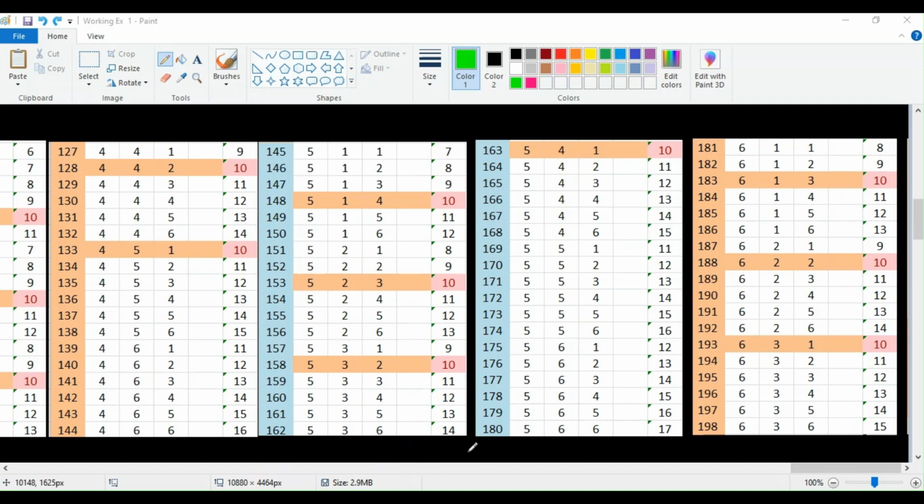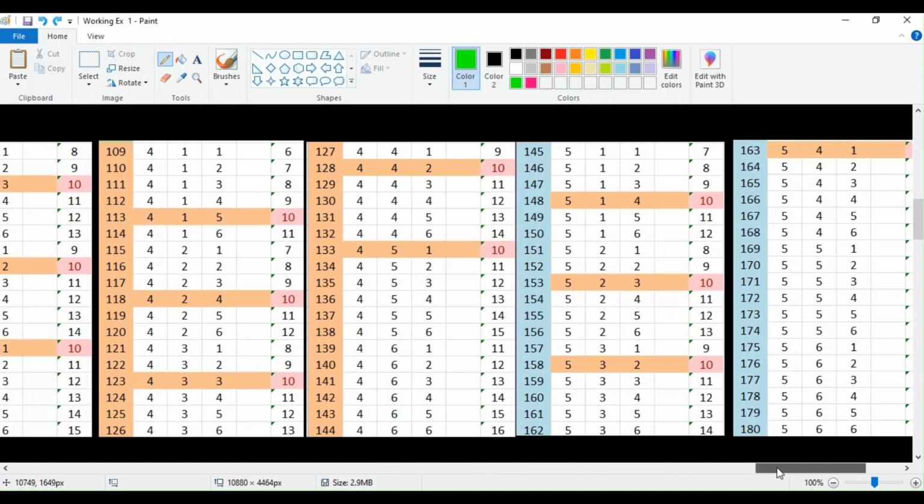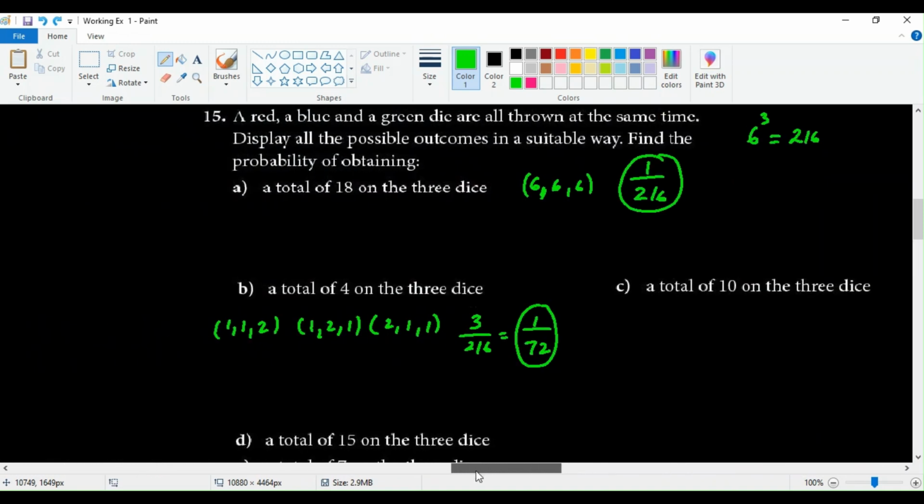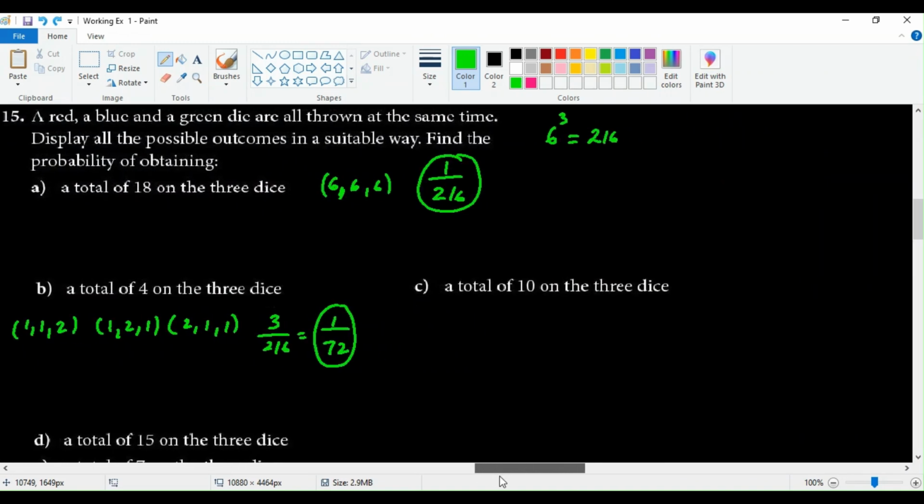So now, as you can see on screen also, we have three possibilities out of 216. A total of 10 on 3 dice is going to be 27 possibilities. 27 possibilities of having 10. So 27 possibilities out of 216. So I will write something like this, and this is going to give us 1 over 8 as the answer for this question.